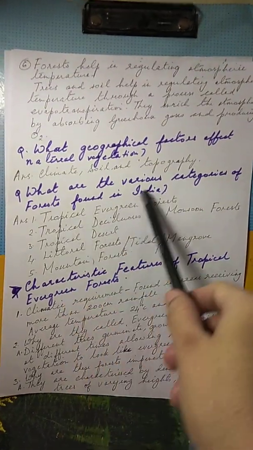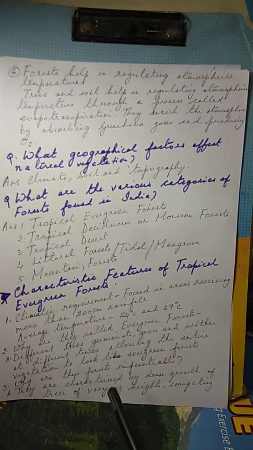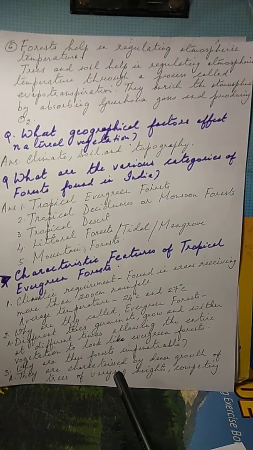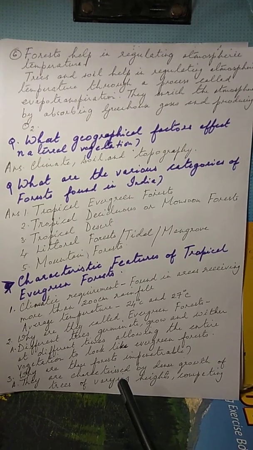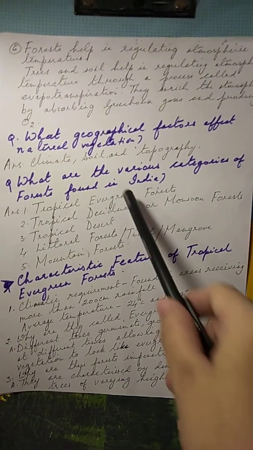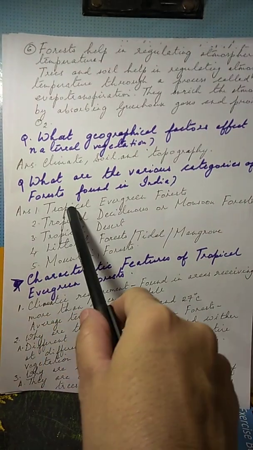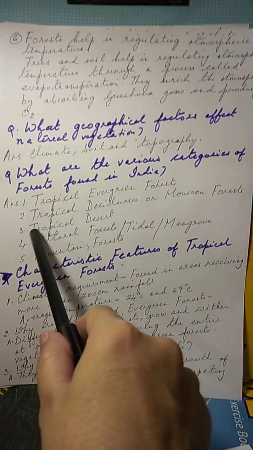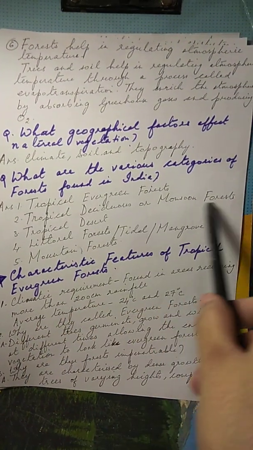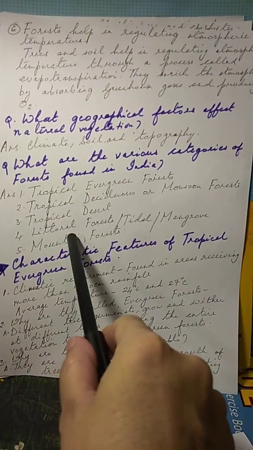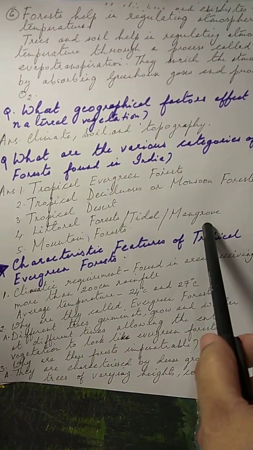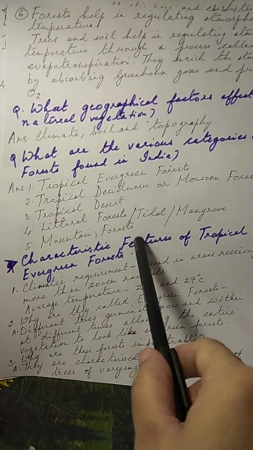We are now studying about the subcontinent India, so we will deal with only those forests which are found in major tracts in various areas in India. The first one is tropical evergreen forest. The second one, tropical deciduous or monsoon forest. The third one, tropical deserts. The fourth, littoral forest or tidal mangrove forest. And the fifth one is a mountain forest.